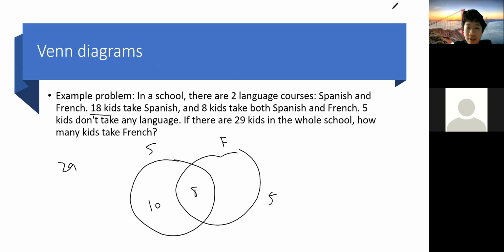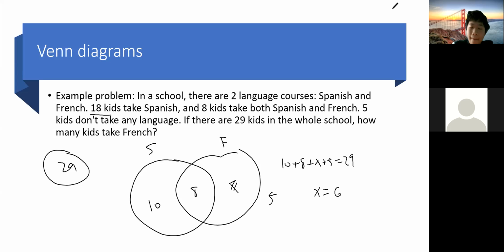And we know that there's only one section left. If we add all the numbers together in these regions, we get the total. So let's say this is x. We get 10 plus 8 plus x plus 5 equals 29. So x is going to be 6. That means 6 kids go into this category right here.